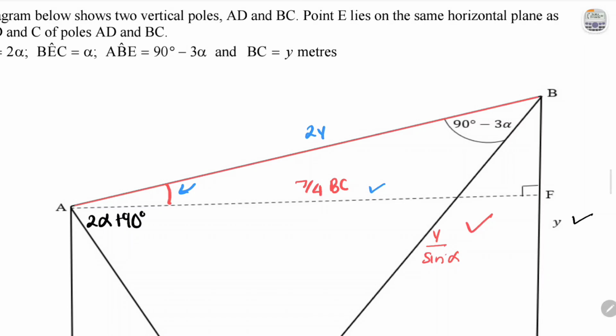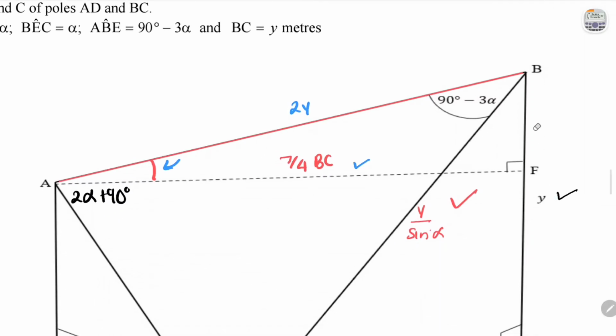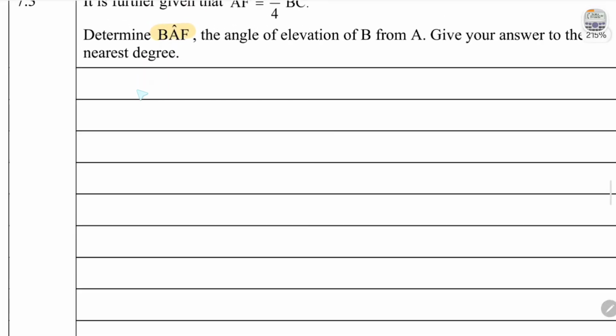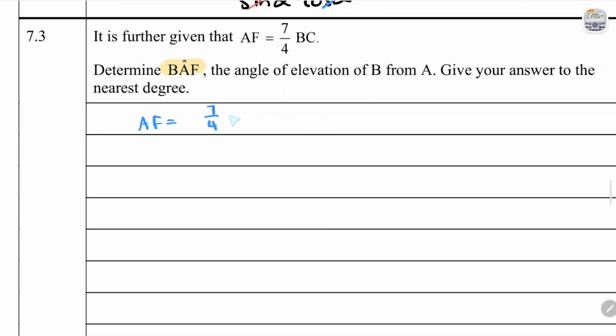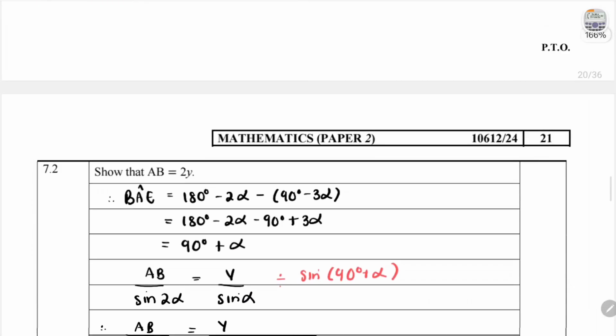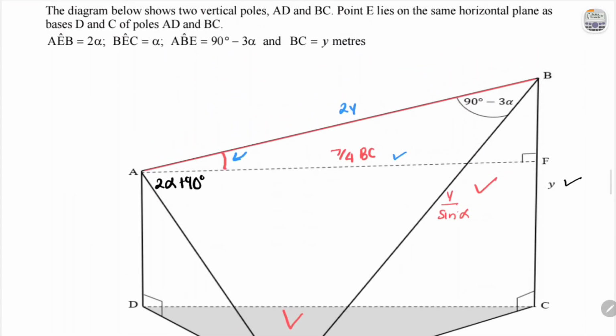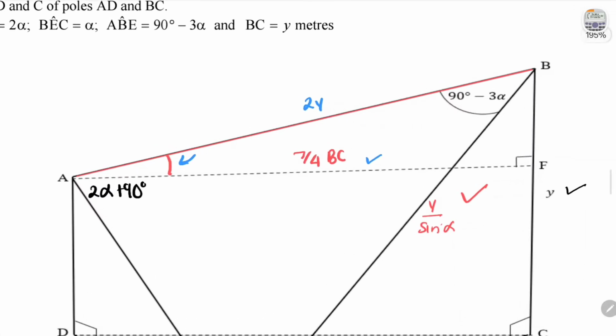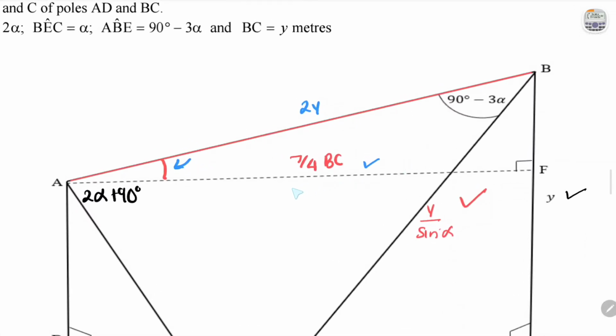So this is 2y. And since AF is 7 over 4 BC, and we know that BC is y, let's just tell them what AF is. AF is simply equal to, since it's 7 over 4 BC, we're just going to put y there. So 7 over 4y. So they're both in terms of y. Therefore, we can just use this right-angled triangle to find this angle. So in reference to this angle, this is the adjacent side. And this side that we have here is the hypotenuse because it's right opposite the right angle.